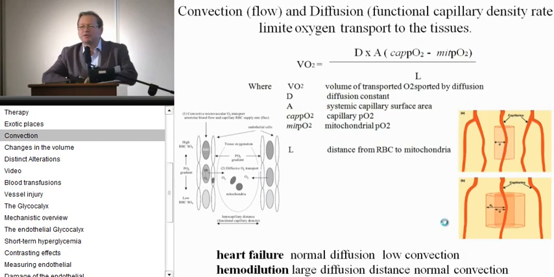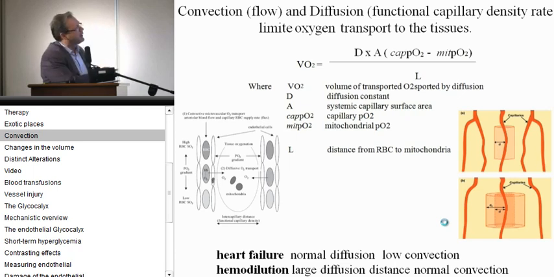But getting back to more serious aspects of oxygen transport, again, basic physiology that everyone needs to know. Oxygen transport to tissue relies on the number of red blood cells being transported, convection, and the distance of that filled capillary to the mitochondria, the diffusion. So when we have heart failure, we will have normal diffusion distances, but we have a problem in convection. We have to support the pump.